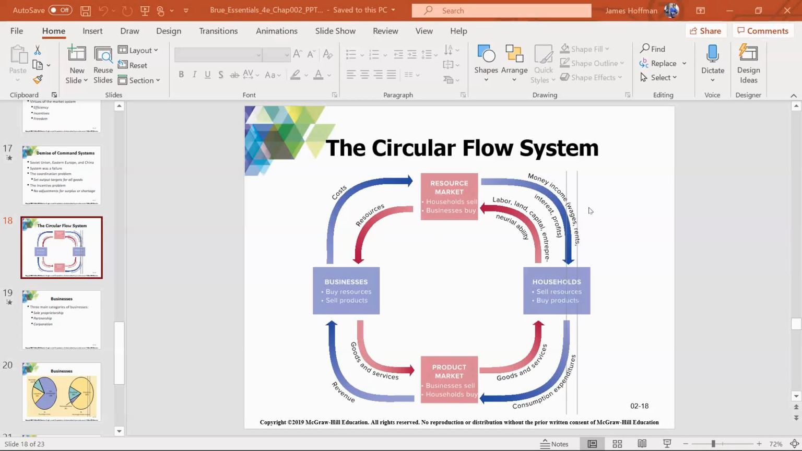And then the outside loop. Households buy goods and services in the product market, and that money, the expenditures, the revenue, goes to the businesses. They use some of that money for their costs, in which they buy in the resource market, and then the consumers get that revenue as wages and payments for other services they sell in the resource market. So the circular flow system shows how households and businesses are interconnected in the market system.